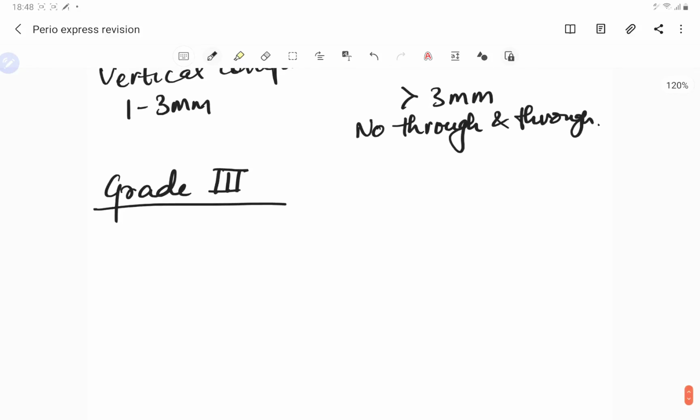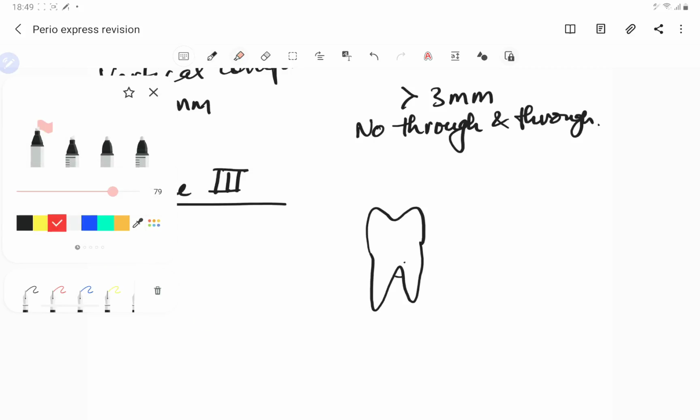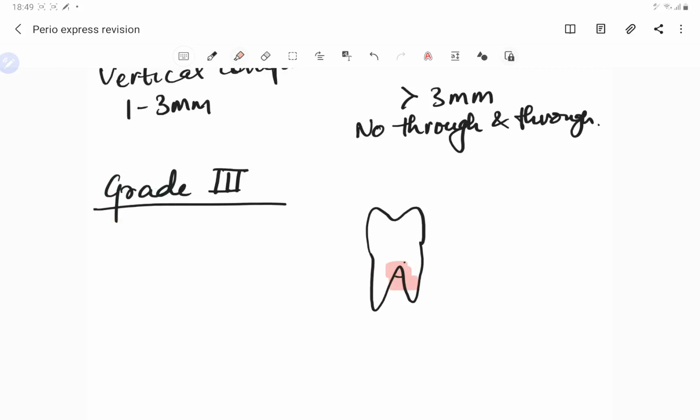So talking about the grade 3. Now grade 3 guys is basically what happens. Let me just draw a diagram here. So what happens, there is bone loss from both of the sides, but we still have got the soft tissue covering that furcation area. So we cannot see it with our naked eyes that there is a through and through involvement. So there is a total bone loss. So there is a bone loss with a through and through involvement.